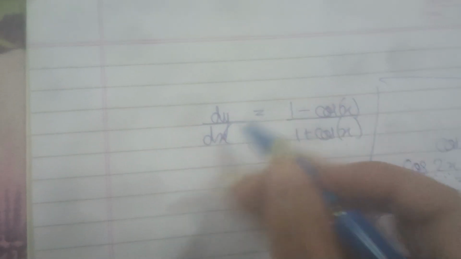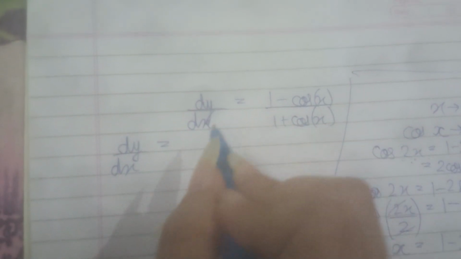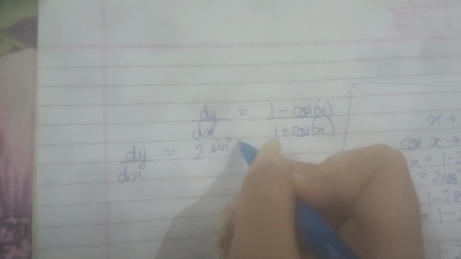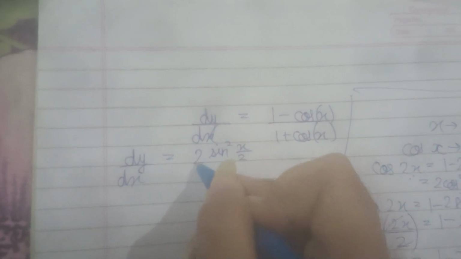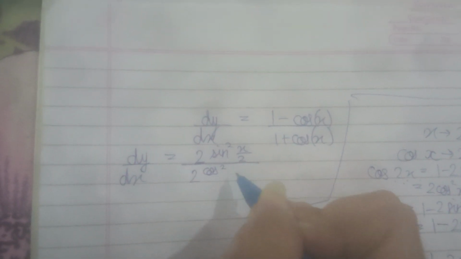Now we have got two equations which give us the values of 1 minus cos x and 1 plus cos x. These two values we are going to substitute in this one equation. So this was all a side step; the main step is over here. This is your dy by dx. Now you need to substitute: the value of 1 minus cos x is 2 sine square x by 2, and the value of 1 plus cos x is 2 cos square x by 2.